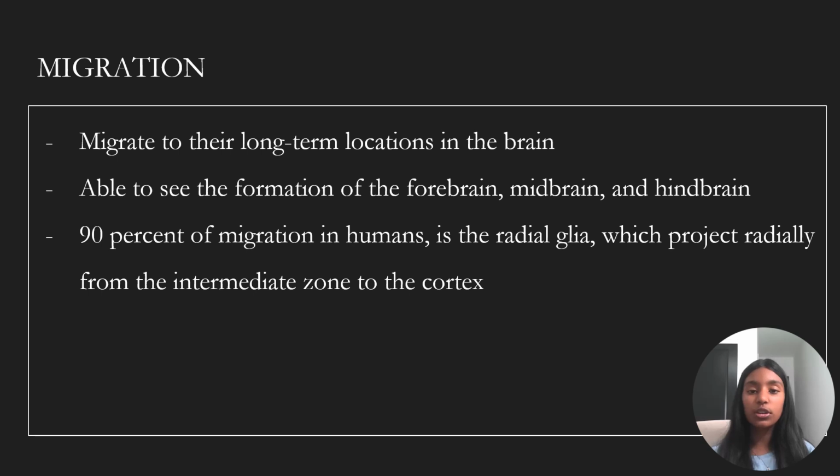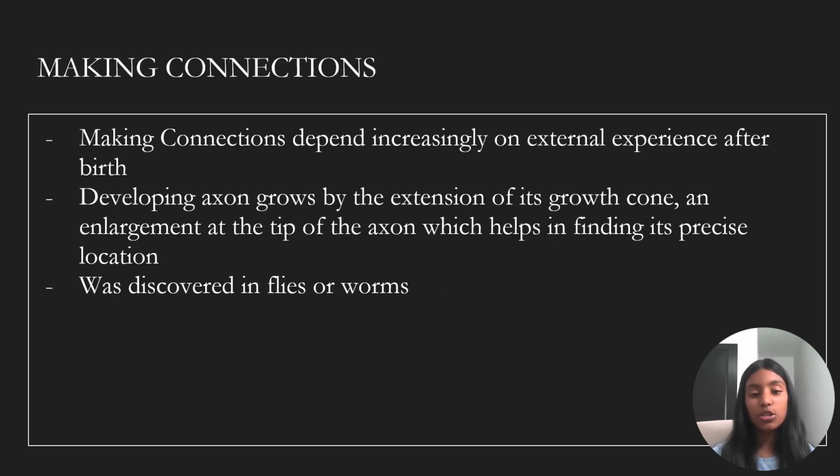The first cells to migrate form the oldest and deepest layer of the cortex, and the last ones to migrate form the youngest and newest layer. Exposure to alcohol, cocaine, or radiation can prevent proper migration, leading to epilepsy in the child. Making connections depends heavily on external experiences after birth.